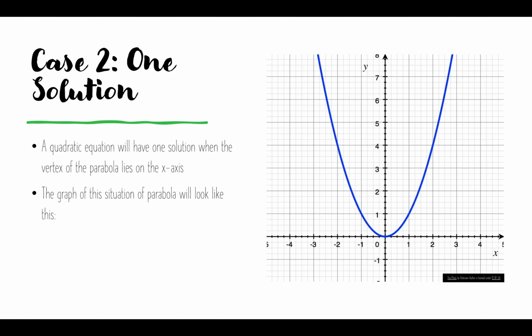Let's look at the second case, where the parabola has one solution. So a quadratic equation will have one solution when the vertex lies on the x-axis. This is the same for both upward and downward parabolas. When the vertex lies on the x-axis, that will be the only point where it intersects with the x-axis. The graph of this situation will look like this for an upward parabola or this for a downward parabola.